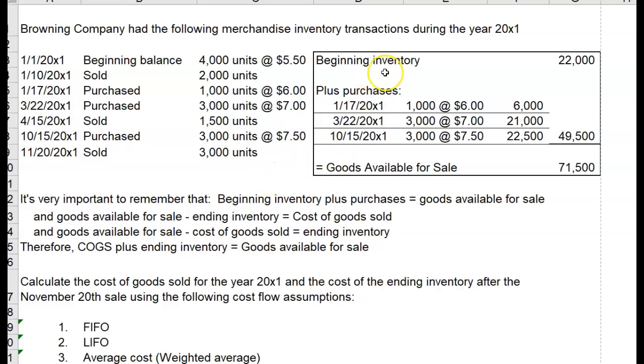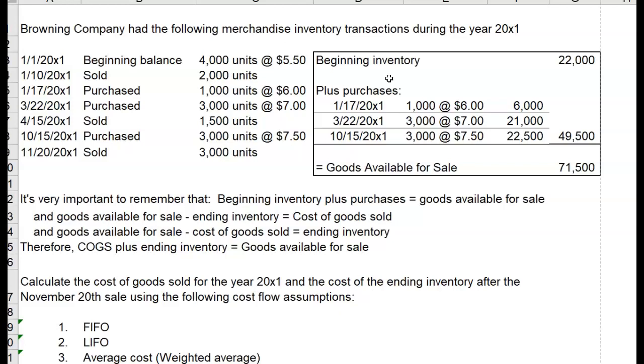Hi everybody, welcome back to one more cost flow assumption exercise. In prior videos, we've already practiced with the average cost, FIFO and LIFO methods. In this video, we will work with specific identification.